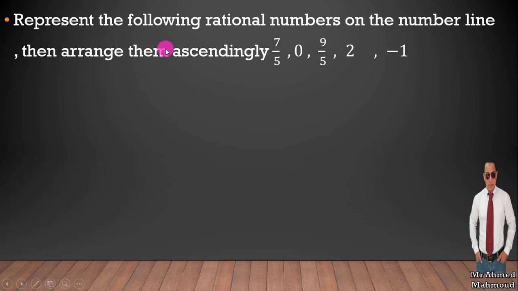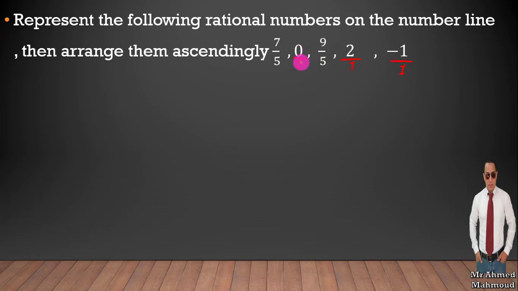Now this is an example. Represent the following numbers on the number line, then arrange them ascendingly. To represent all these numbers on one number line, I'm going to put them with the same denominator. Here 7 is over 5 and 9 is over 5. 0, 2 and negative 1, all of them over 1. This is 0 over 1, and this is 2 over 1, and this is negative 1 over 1.